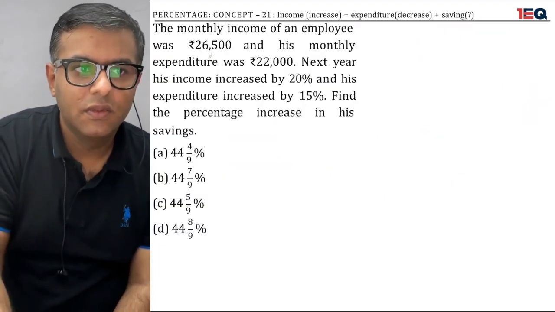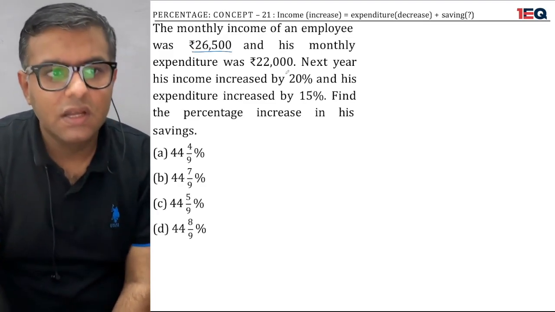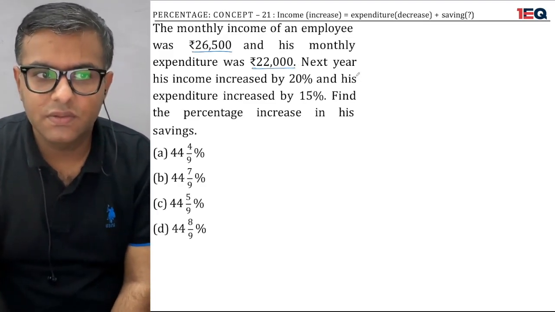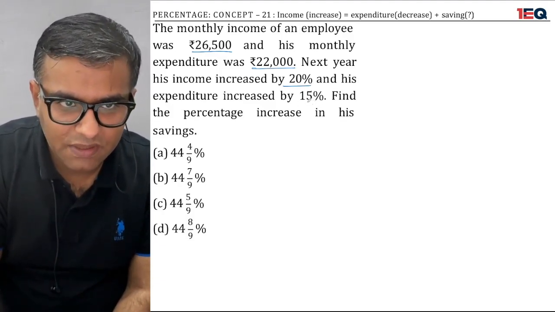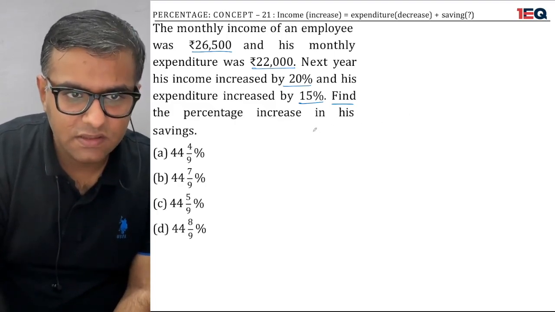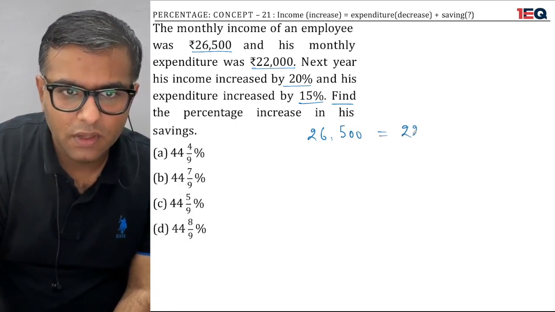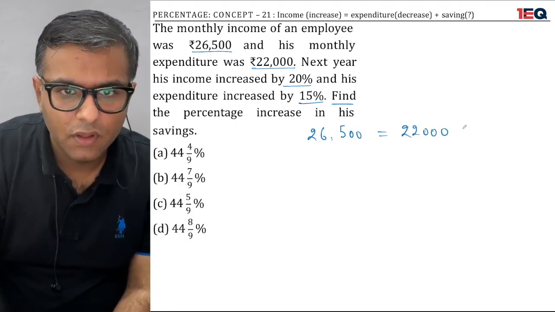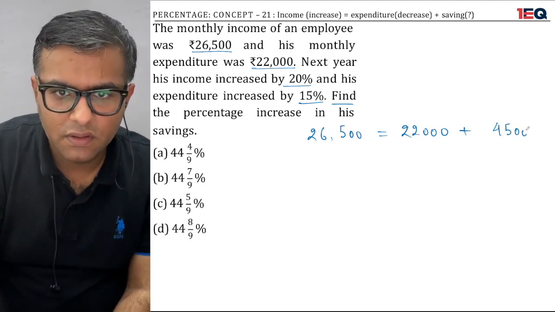Now moving on. The monthly income of an employee is 26,500 and his monthly expenditure is 22,000. Next year his income increases by 20% and his expenditure increases by 15%. Find the percentage increase in his savings. Okay. I'm going to solve it right away, right here. 26,500, 22,000, plus savings. The savings are 4,500.